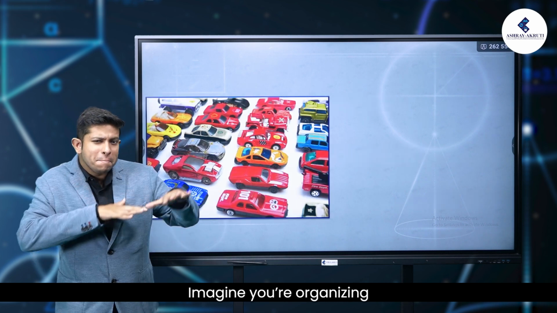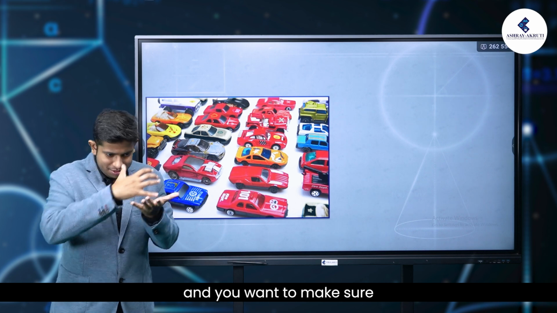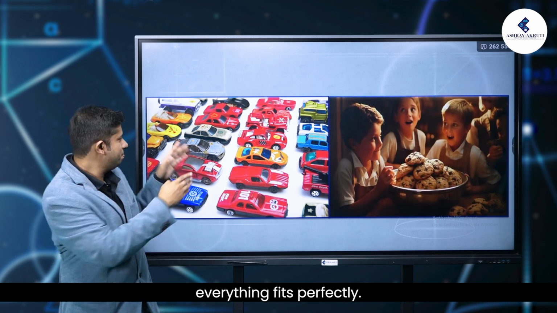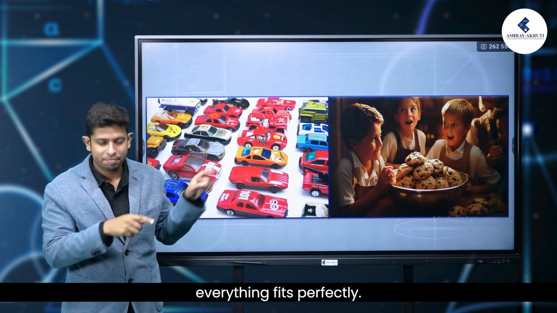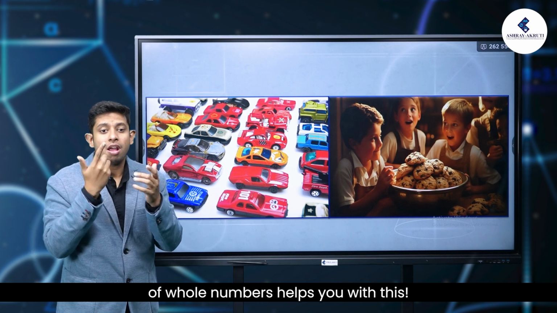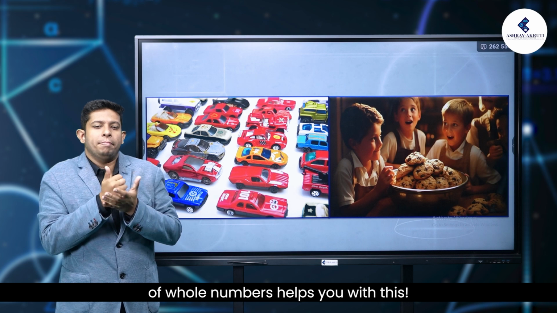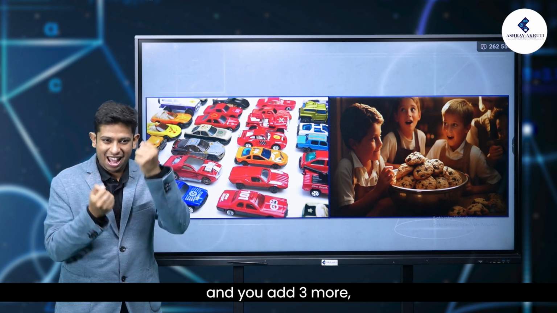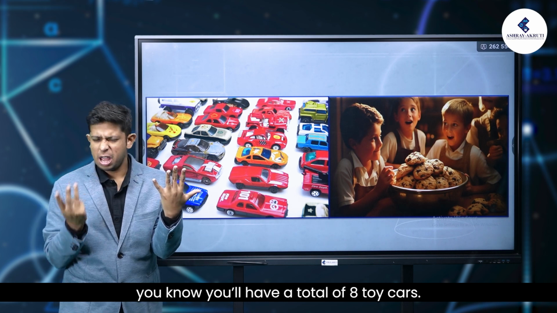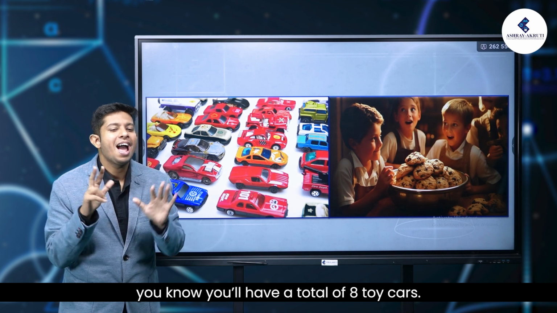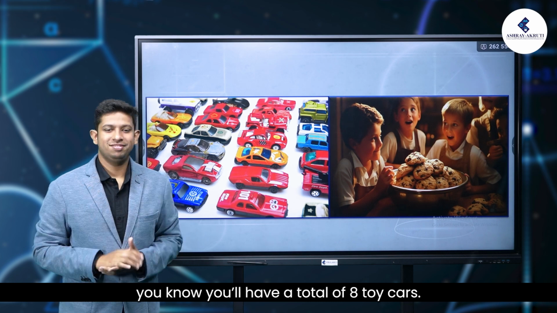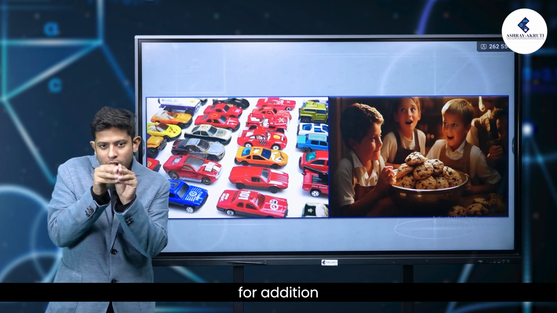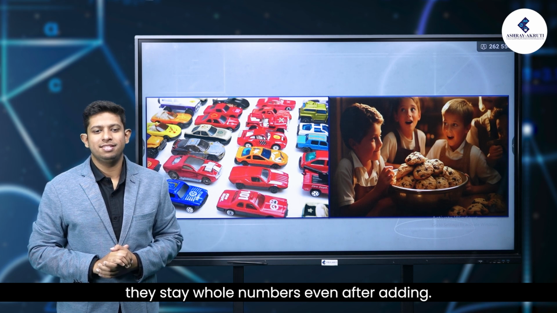Children, imagine you're organizing your toy collection and you want to make sure everything fits perfectly. Understanding the properties of whole numbers helps you with this. For example, if you have 5 toy cars and you add 3 more, you know you'll have a total of 8 toy cars. This is because whole numbers follow the closure property. For addition, they stay whole numbers even after adding.